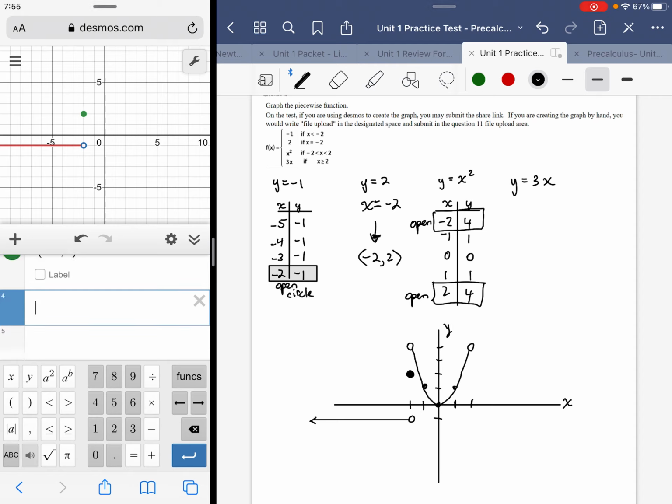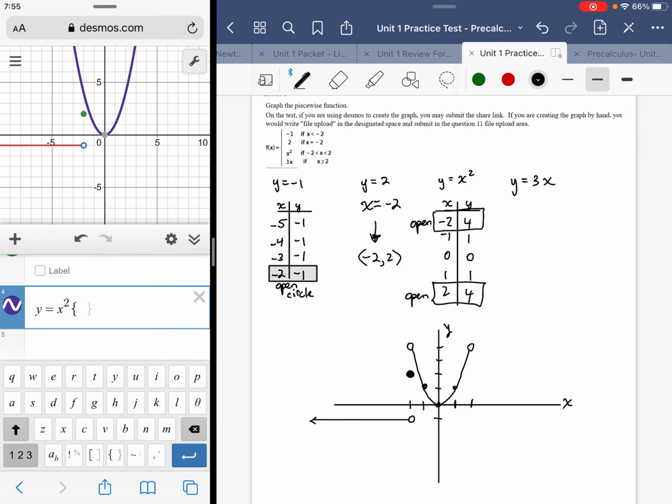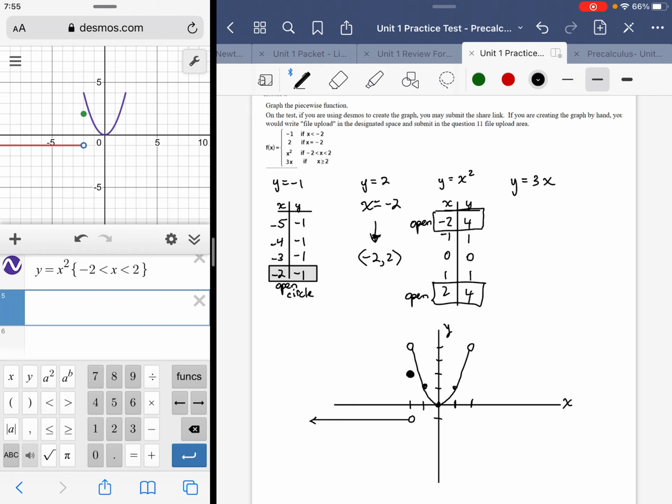All right, on Desmos, y equals x squared. Open your squiggly. Negative 2 less than, just a less than symbol, not less than or equal, x less than 2. The one thing that nobody ever really likes about doing it on Desmos is the fact that it doesn't put the open circle there for you.